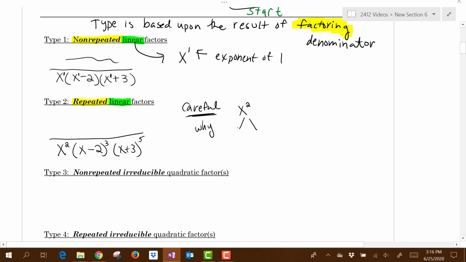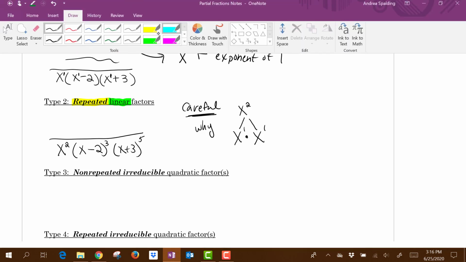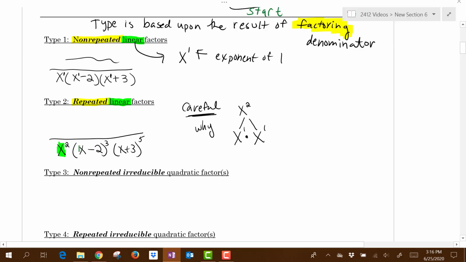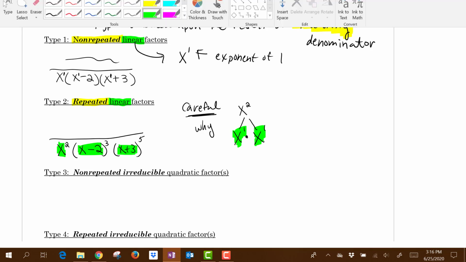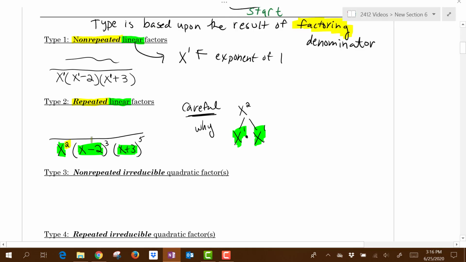Well, a repeated linear factor means that you are able to take this factor and break it down into 2 linear factors multiplied together. So if I can take x squared and break that down into 2 linear factors multiplied together, then we would call that a repeated linear factor. So the idea here is that x itself, x minus 2, and x plus 3, all of these are linear factors. The fact that they're there more than once, so twice, 3 times, and 5 times, is what makes them repeated.